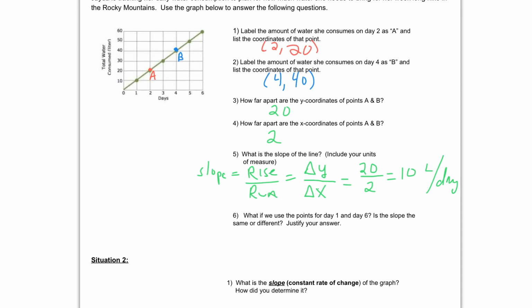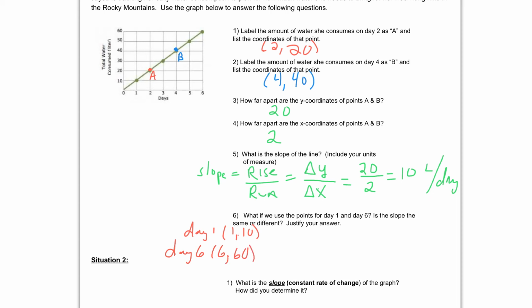Then question number 6 says, what if we use the points for day 1 and day 6? Is the slope the same or different? And justify your answer. So let's take a look if we go with day 1. So day 1 is the ordered pair 1, 10. And we get that from right here. So if we take a look at our graph, if we go to day 1, we go up and we have a point at 1, 10. Day 6, if we go to day 6 and we go up, it's at 60. So we would have the point 6, 60. So we could say day 6 is the point 6, 60.